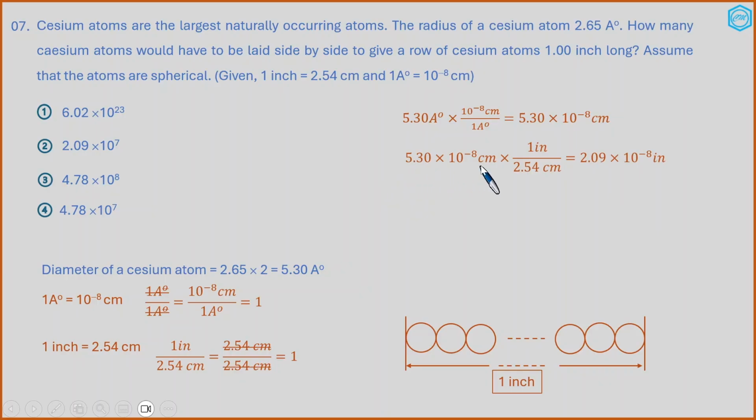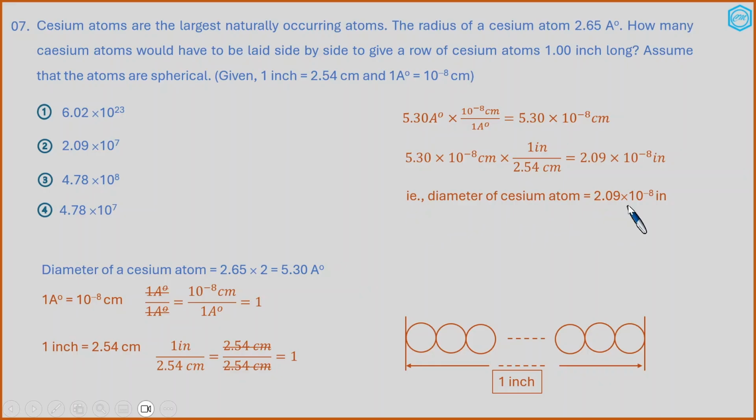Now we need to convert this into inch. 5.30 into 10 raised to minus 8 centimeter. So we can use this unit factor to convert centimeter to inch. That is 1 inch by 2.54 centimeter. Centimeter and centimeter get cancelled, and what we get is 2.09 into 10 raised to minus 8 inch. That is the diameter of a cesium atom, that means this much distance is 2.09 into 10 raised to minus 8 inch. Now we have to find out the number of cesium atoms in 1 inch.